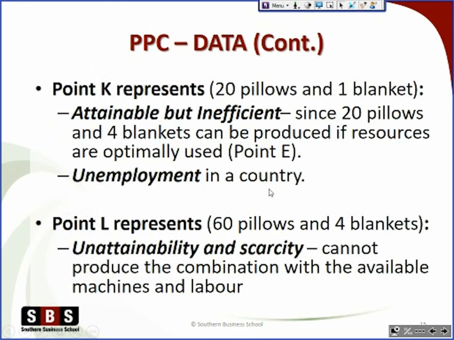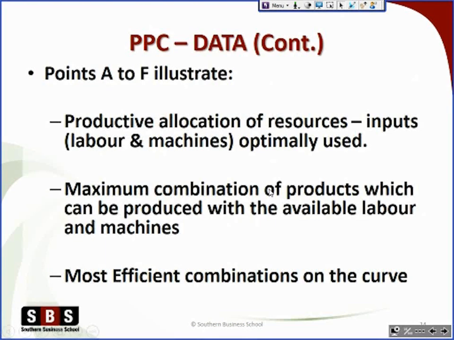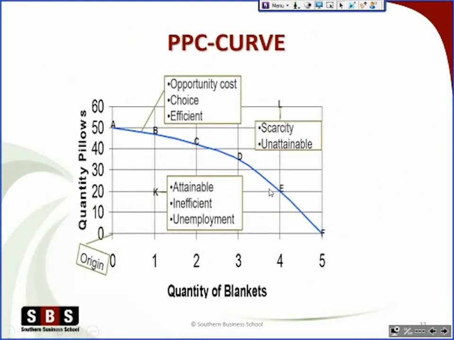Point K, we've gone through that, is attainable but inefficient. That's the one inside the curve that we showed. And unemployment, you don't have to worry too much about that. Just remember, it's attainable and inefficient. Point L represents unattainability and scarcity. Let's just quickly go back to the curve. So K is attainable but inefficient, and there's point L, scarcity and unattainable.